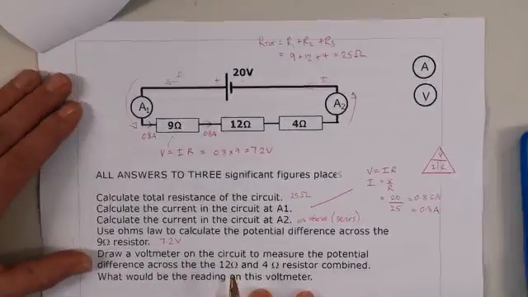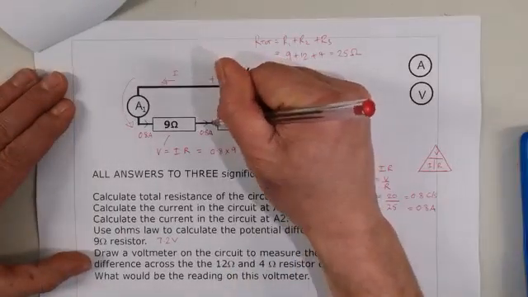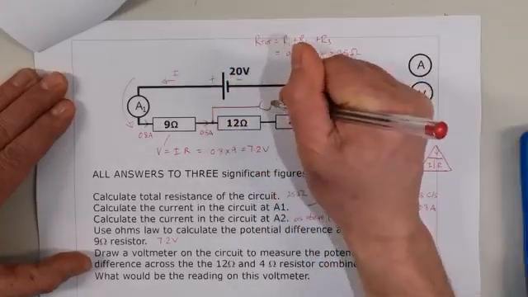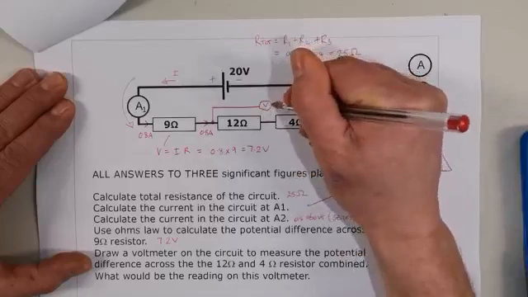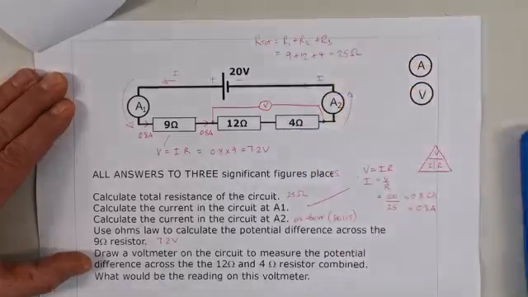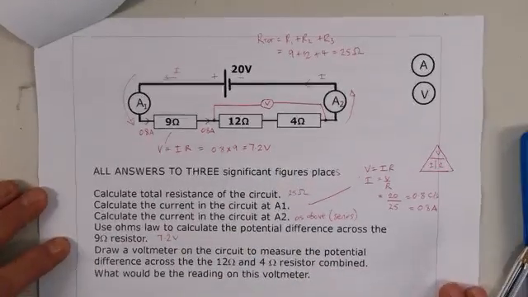So, what do we want to do? A voltmeter across the 12 and the 4. Boom, there we go. Do that V there. That should do the job. There's my voltmeter. What would be the reading on this voltmeter?